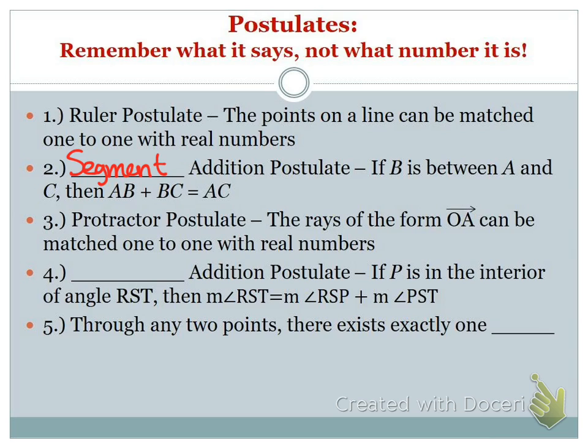The protractor postulate. The rays of the form OA can be matched 1-to-1 with real numbers. Not something we've dealt with just yet. I would just have it in your notes for now. We'll come back around to it when we need to.